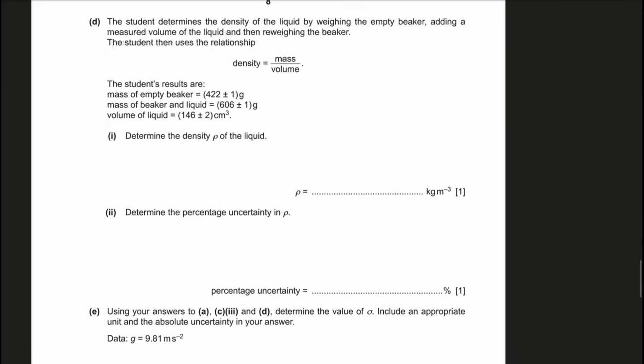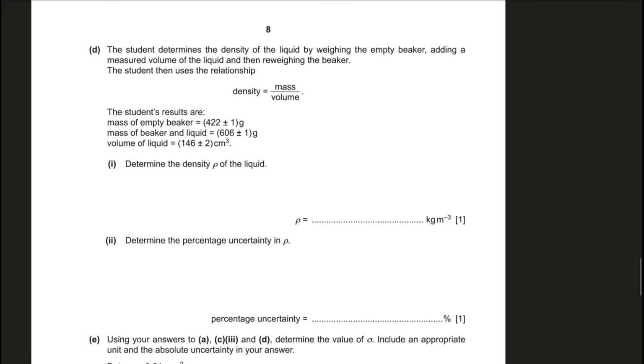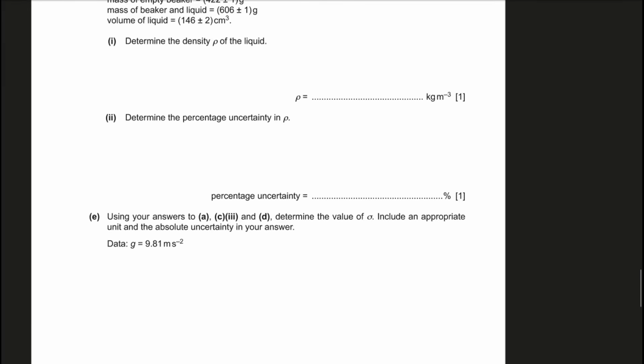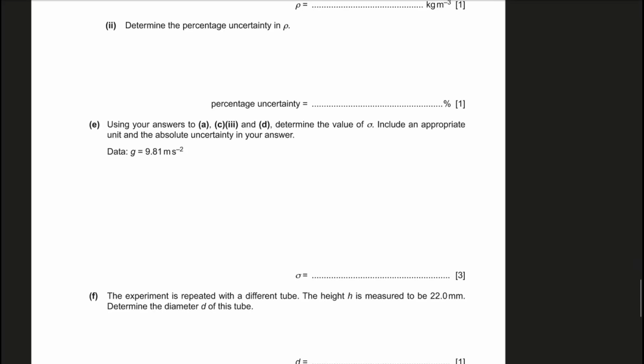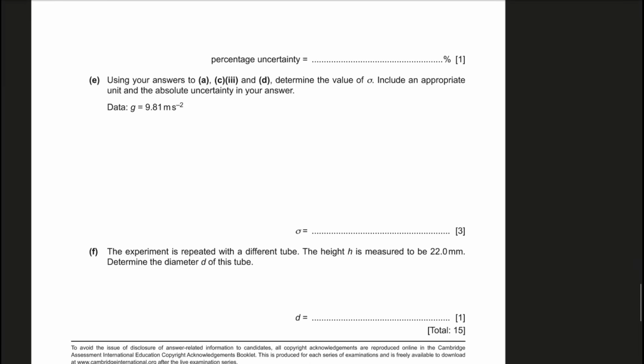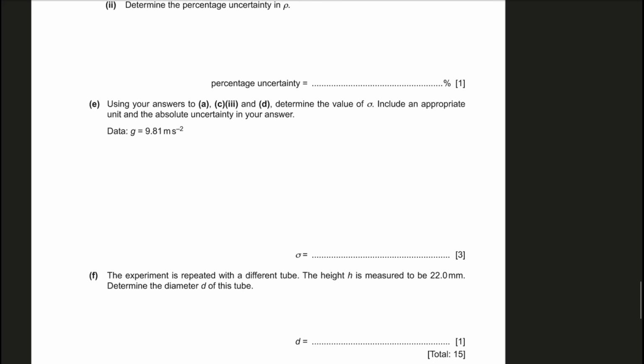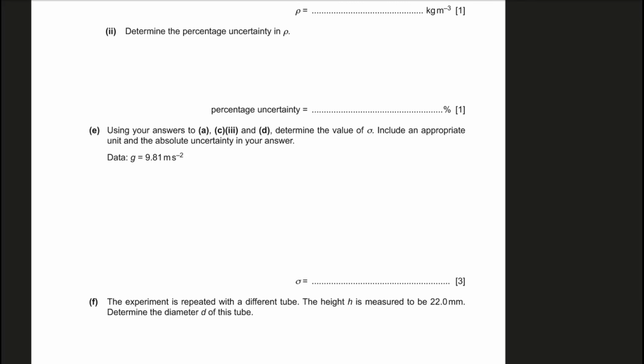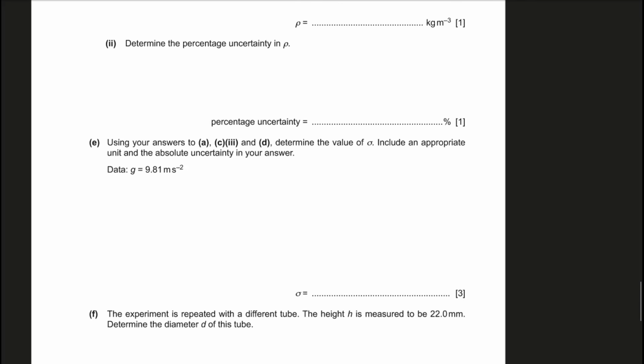Then in part D and E, you will be dealing with conclusion as well as uncertainty. So you might have to find some unknown constants using your previous answers. For example, part E says use your answer to part A, part C, part 3, part D to determine the value of the constant sigma in the equation. So you have to do that. Then you also have to include an uncertainty in your answer. And then in part F, you might have to calculate some unknown value using the same equation that is given initially. Again, you will have to calculate uncertainties in almost every part of the question.